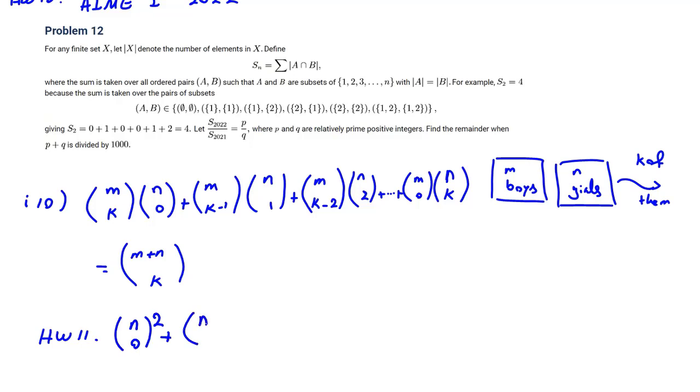n choose 0 squared plus n choose 1 squared. With Vandermonde's identity, you can prove it. There are some important identities, ideas.